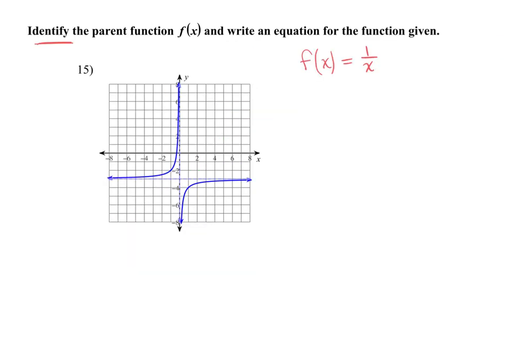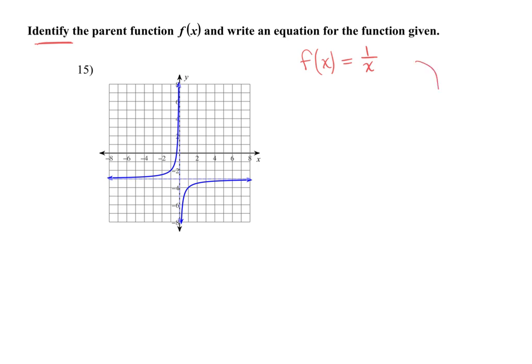So when you see the words "identify the parent function," you need to actually list it out for me. The parent function is f of x equals 1 over x. So hopefully when you see that little mark, you know that's 1 over x. Now, if you look at your parent function, what do you notice about it? Well, your parent function looks a little bit different, doesn't it? What's different about your parent function?